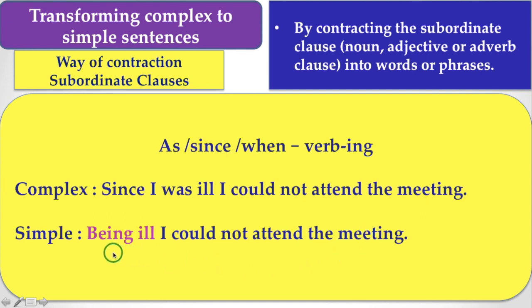Here you find, instead of two clauses, in that simple sentence you find only one independent clause. That is very typical of a simple sentence. You have to keep it in your mind that while you are converting a complex sentence into a simple one, you have to use only one independent clause containing a single verb, that is, a single finite verb.